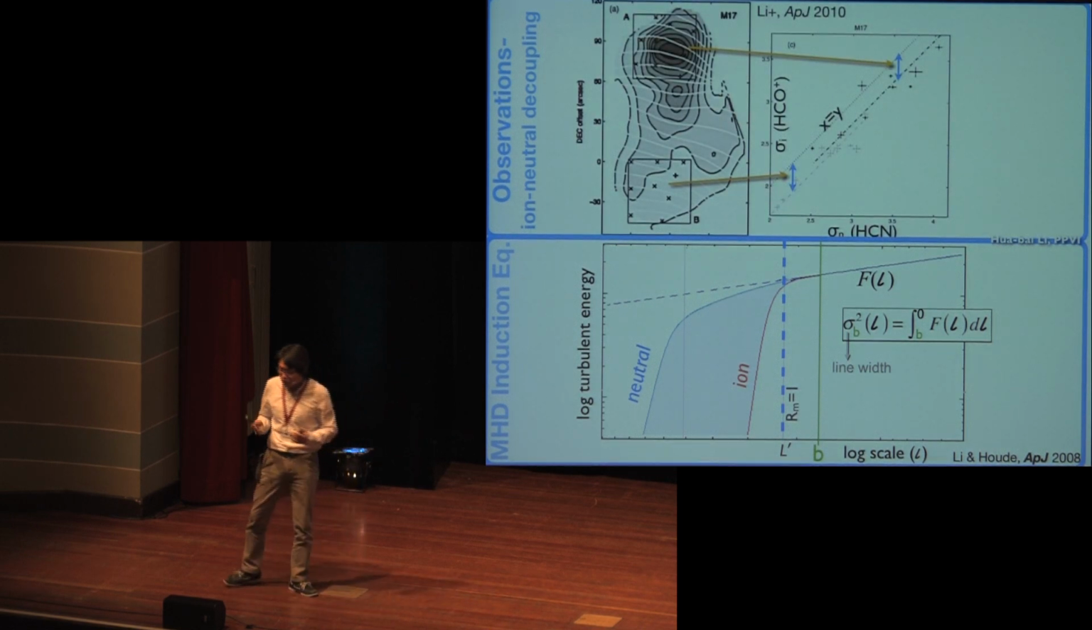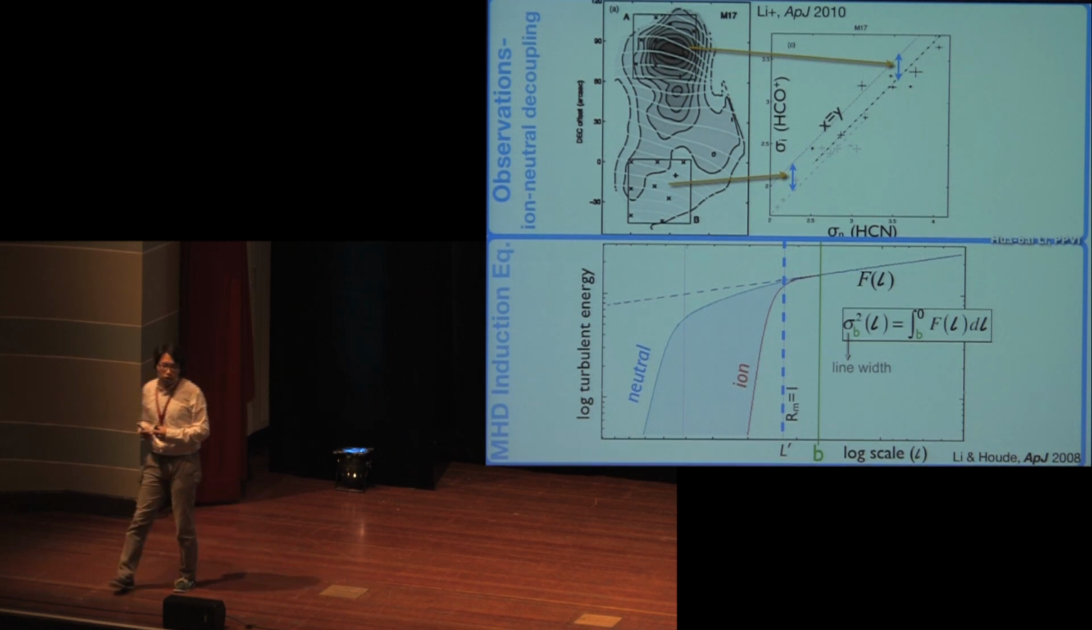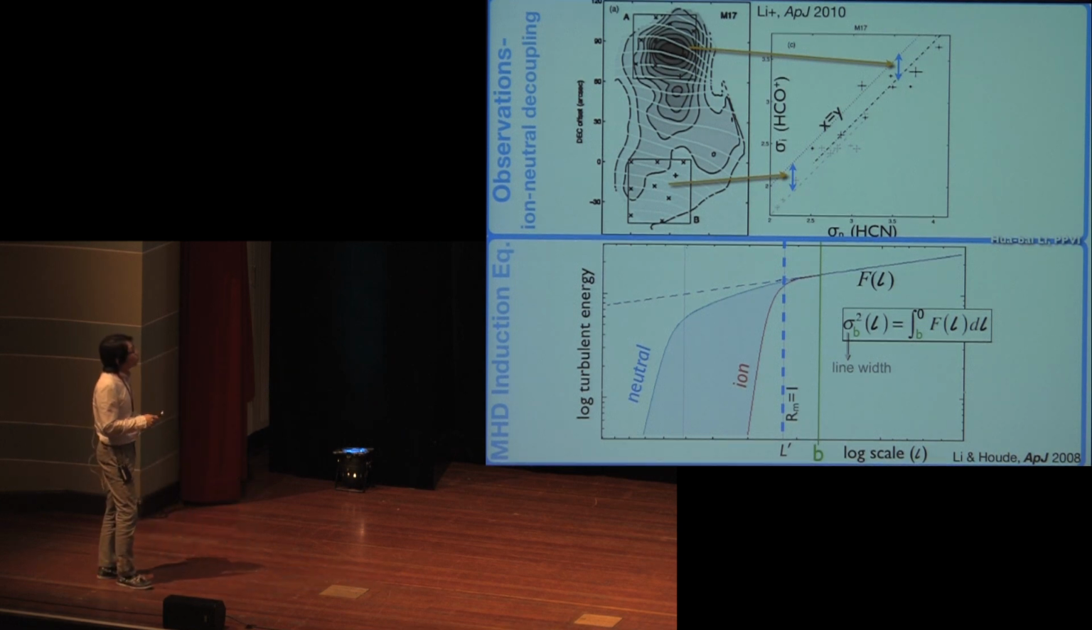And when you dig into the literature, you will find that this systematic line width difference between ion and neutral was discovered by Martin Wu in the early 2000s. Just Martin Wu et al. didn't then connect this phenomenon with the induction equation. But I think the induction equation can really explain this systematic line width difference.